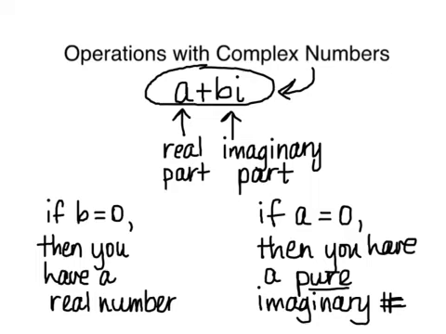Now if b equals 0, then the whole second half will go away and the front half will just be an a, and that's just a real number. But if a equals 0, then the front half will go away, and you'll just end up with a bi, like 3i or 4i or negative 2i. And then you have what's called a pure imaginary number, because it doesn't even have the real part in the front.